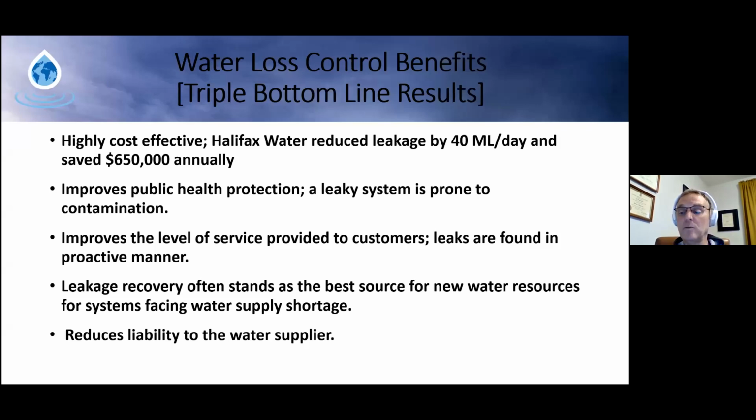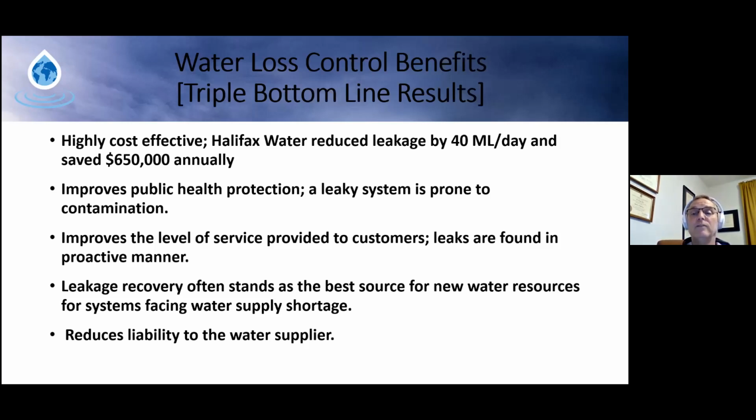So I appreciate your patience so far. I'm getting close to the end, and one has to ask, well, why the heck do we even bother to do this? Well, I like to say it's because we have triple bottom line results. In other words, we get economic benefits, we get social benefits, and we get environmental benefits. So right off the bat, I can tell you it's very highly cost effective.